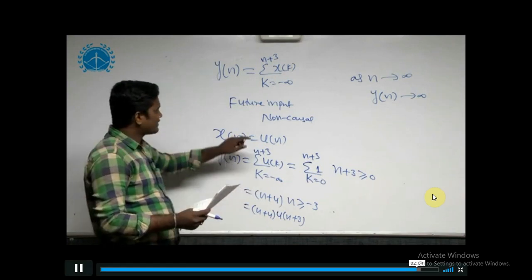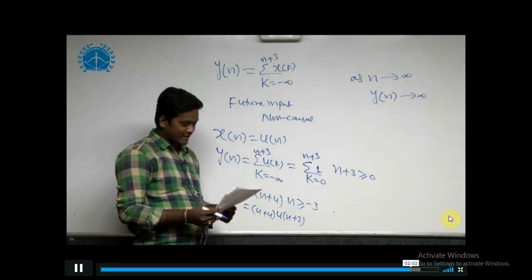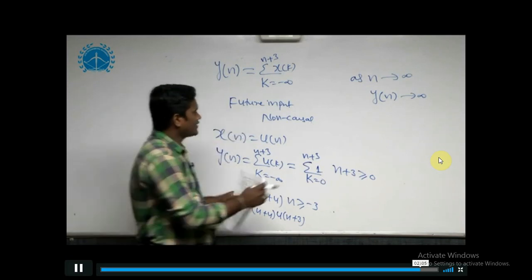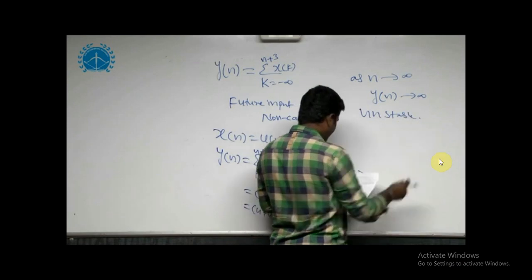So the given system is non-causal and unstable system. So the right answer is D.